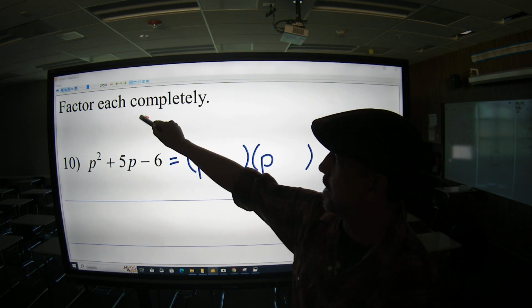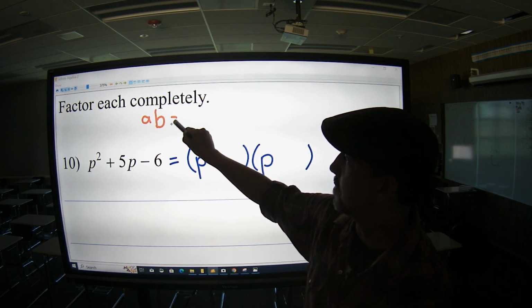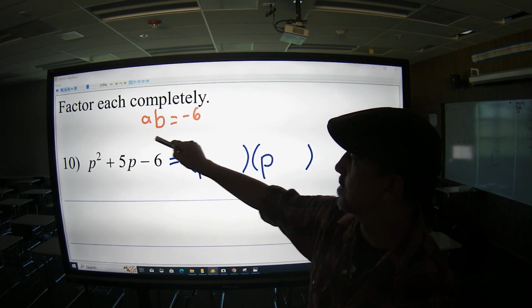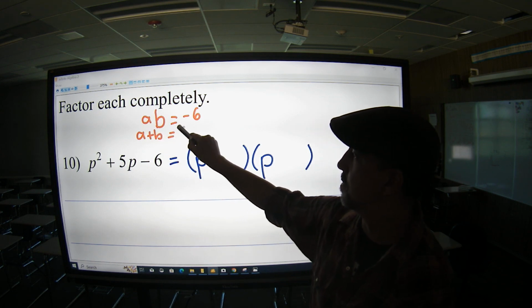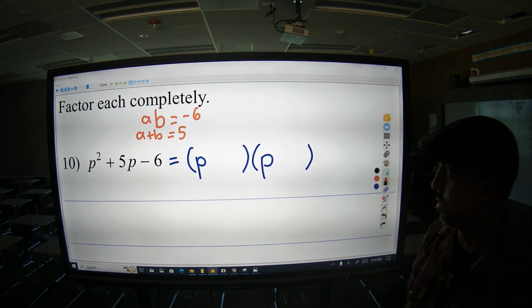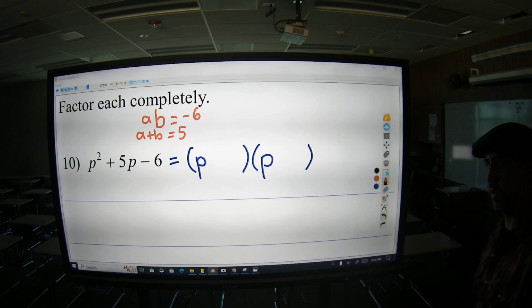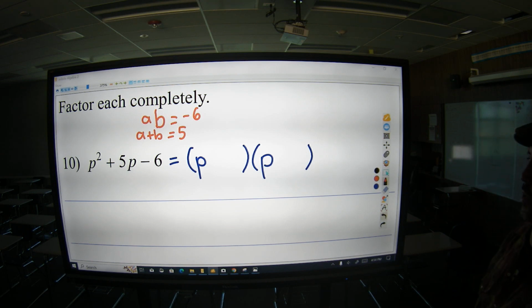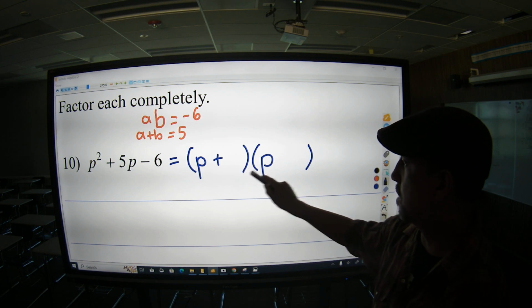So consider again the idea of the system, where we're looking for two numbers, a and b. They have to have a product of negative 6, and if I add them, they will have to have a sum of positive 5. So think about it. If these two numbers are multiplied and they make a negative, they both cannot possibly be positive, nor can they both be negative, because a negative times a negative also makes a positive. So what I know for sure is that one of these is positive and one of these is negative.